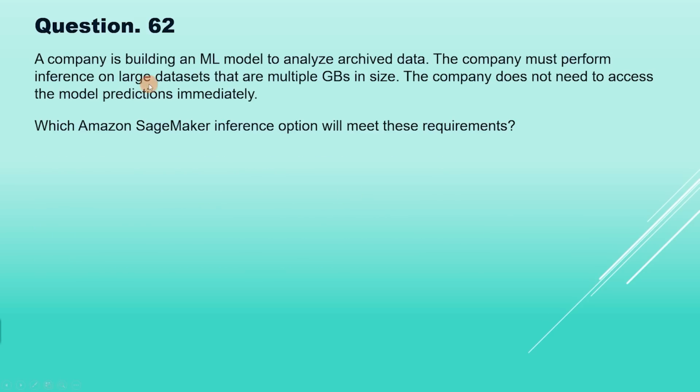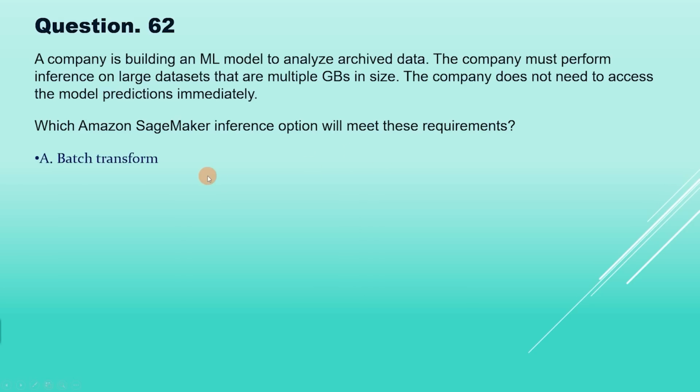Now question number 62. A company is building an ML model to analyze archived data. The company must perform inference on large datasets that are multiple GBs in size. The company does not need to access the model predictions immediately. Which Amazon SageMaker inference option will meet these requirements? And here are the options.